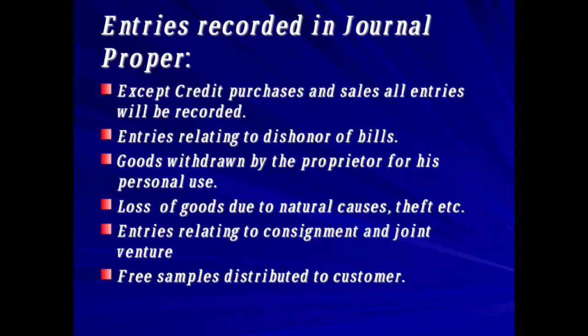Then goods withdrawn by the proprietor for his personal use, what we call as drawings here, right, as I explained previously. Then loss of goods due to natural causes, theft, etc. Okay, if any natural causes we have, means normal loss, we will consider it. Then entries relating to consignment and joint ventures. If we have any consignment business, means if we are giving any of our goods to some other person to sell it and refund the amount to us, that is it. Then free samples distributed to our customers for advertisement purpose. If we have distributed any free samples to our customers, that also will be recorded in journal proper.